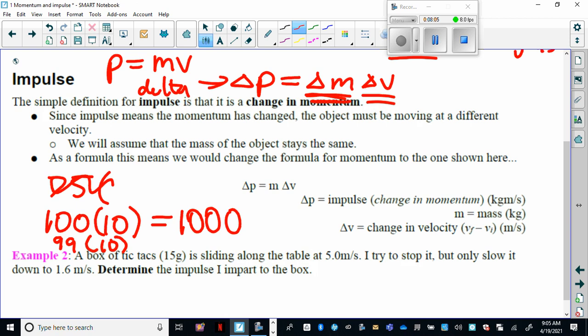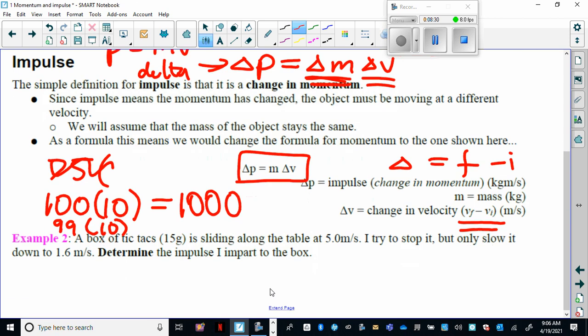So here's our formula for impulse: delta P equals m delta V. And a reminder that the change in velocity is always going to equal the final minus the initial. The change in anything always equals the final minus the initial. Delta E, change in energy, is the final energy minus the initial energy.